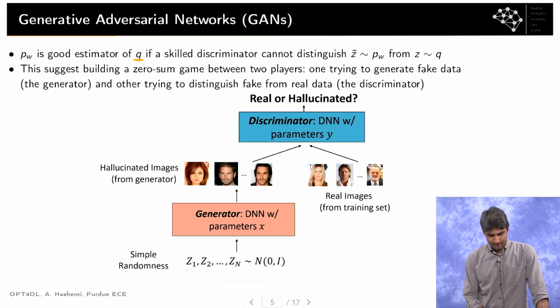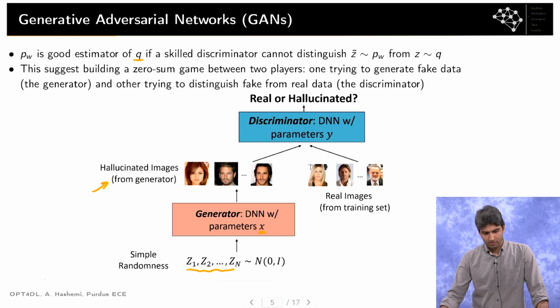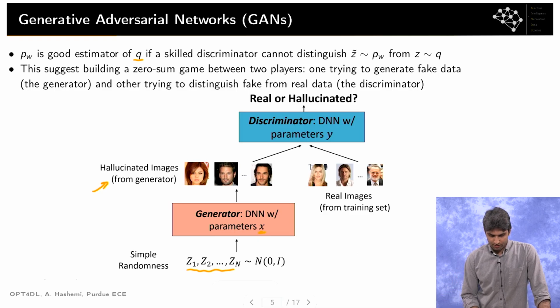So here's the process. The generator, let's say, takes as input some random noise. Let's say it comes from a multidimensional normal distribution, and the generator is some neural network, so in particular it has parameters x. Now, from this noise, once it is well trained, it is going to generate some nice-looking images, for instance. We call them fake images or hallucinated images. On the other side, we have real images, let's say from the training set.